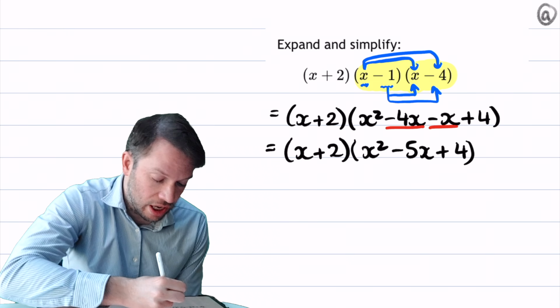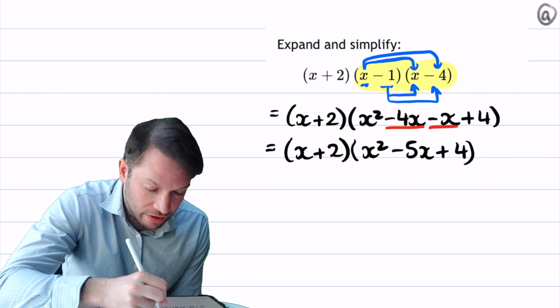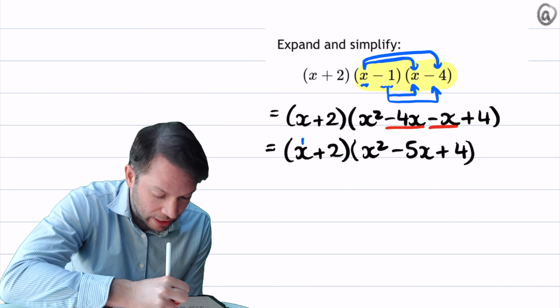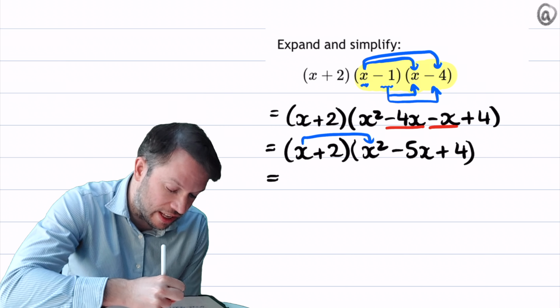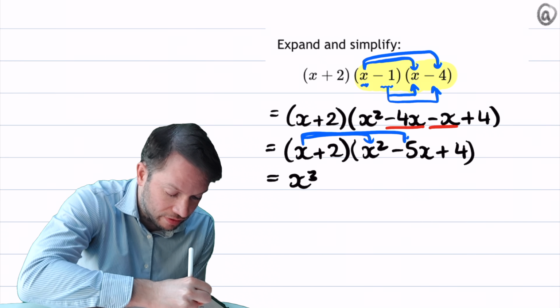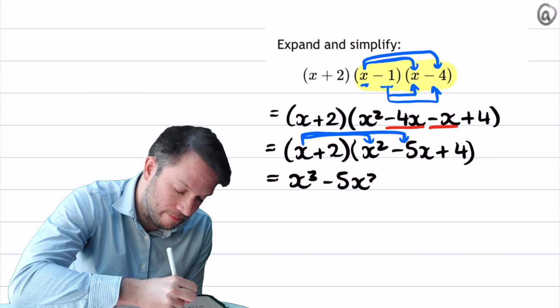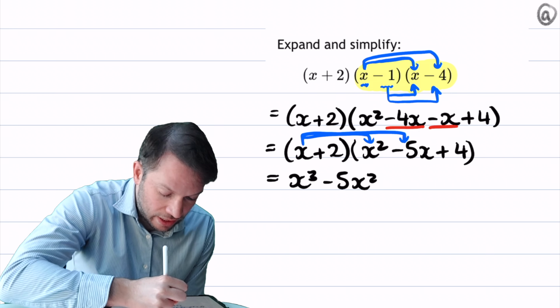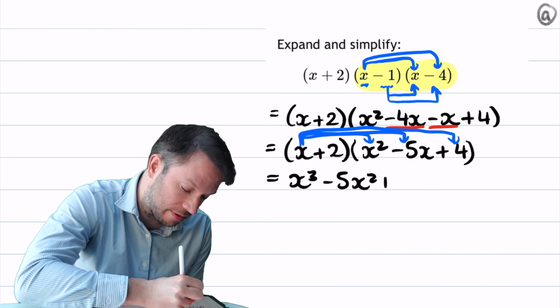So we're going to do each term in this first bracket multiplied by each term in the second bracket. So I'm going to first do the x multiplied by each thing in the second bracket. So the x times the x squared, which is x cubed. We do the x times by the minus 5x, which is minus 5x squared. And we're going to do the x multiplied by the 4, which is plus 4x.